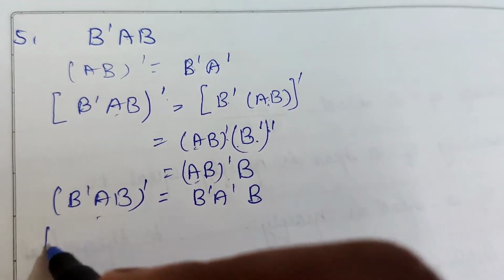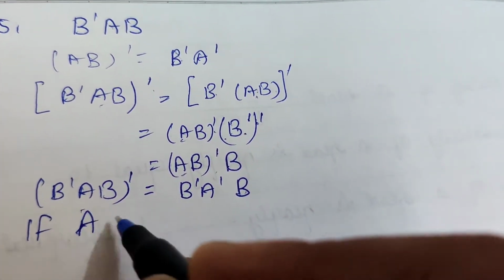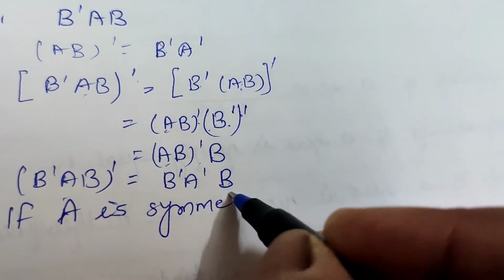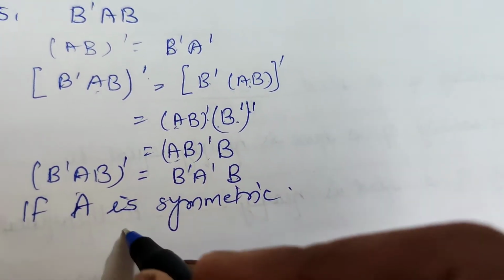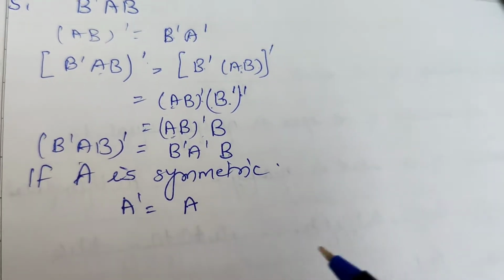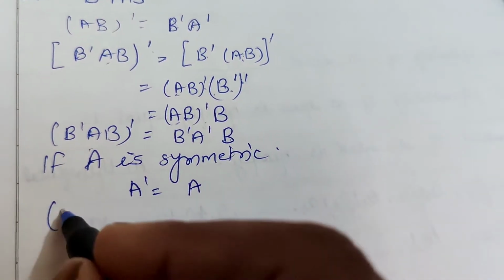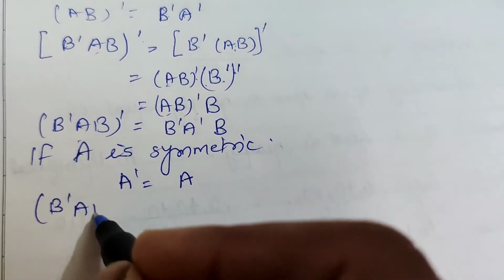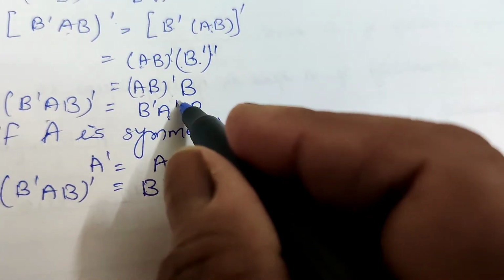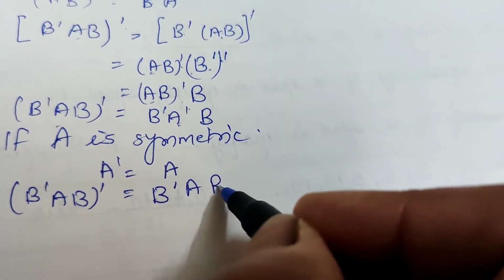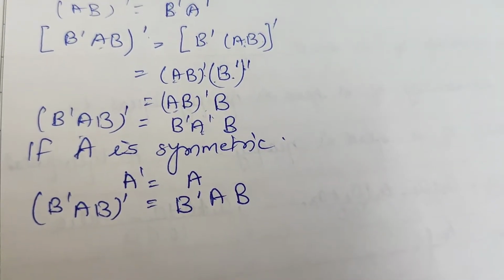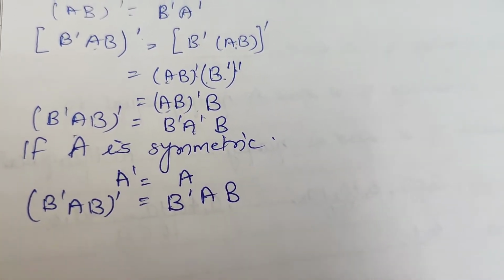Now if A is symmetric, symmetric means the transpose of A equal to A. Okay, now we can put in this: suppose A dash equal to A, B dash AB. So it means B dash AB is a symmetric matrix.